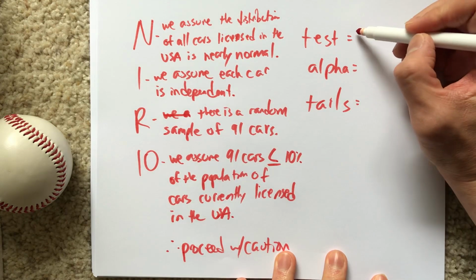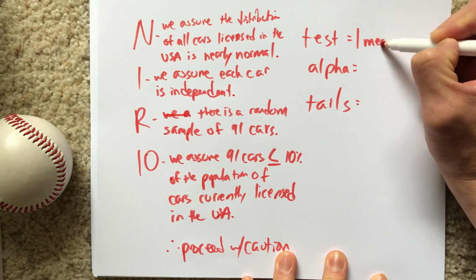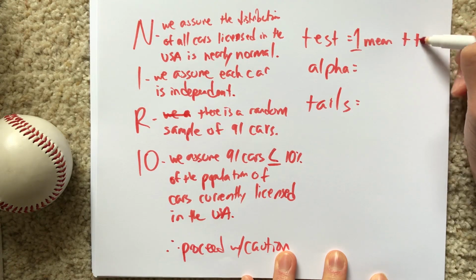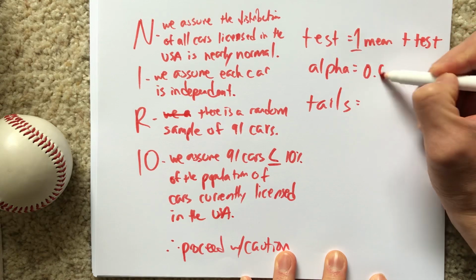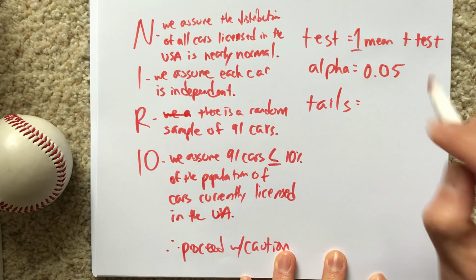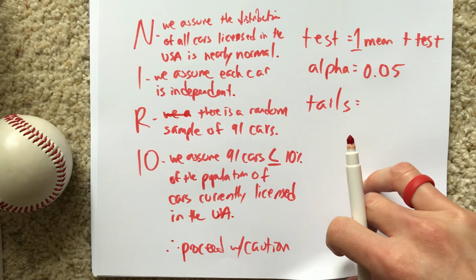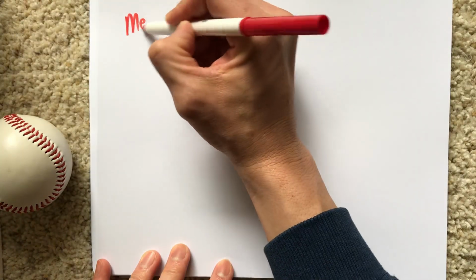So our test is gonna be a one mean t-test. Now we're not using a z-test, right? A t-test. Alpha, you choose. We'll just stick to our usual 0.05. And tails. Tails for now, I'm gonna leave this and we'll come back to it.